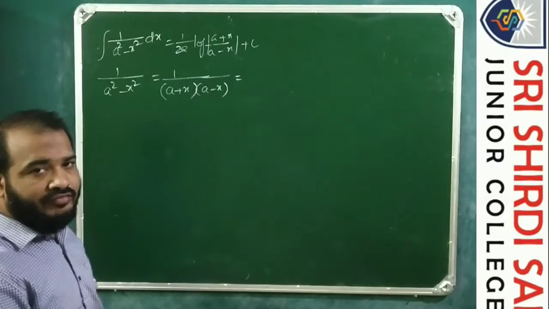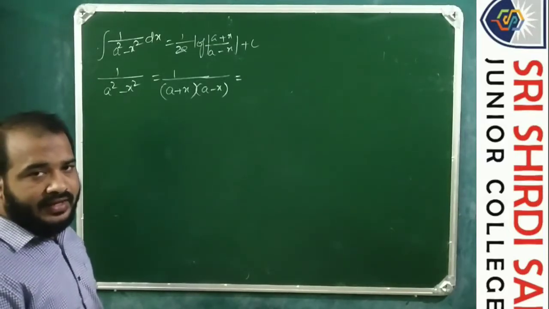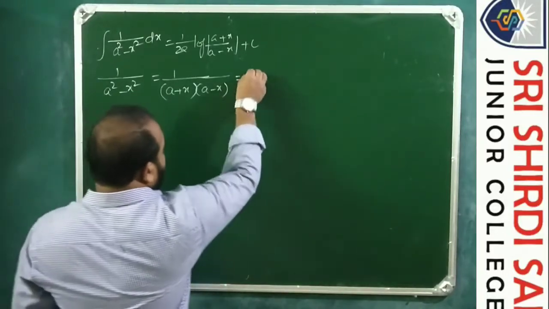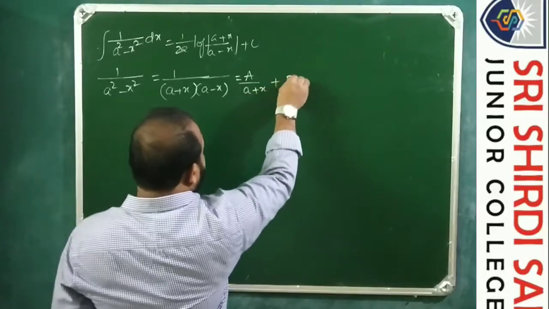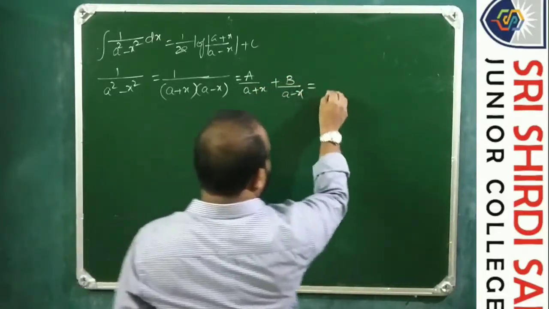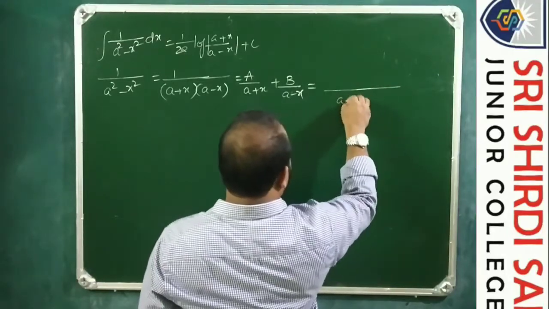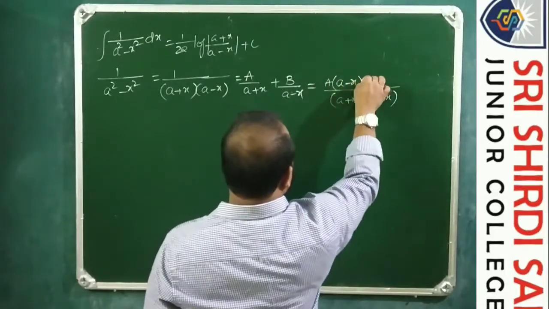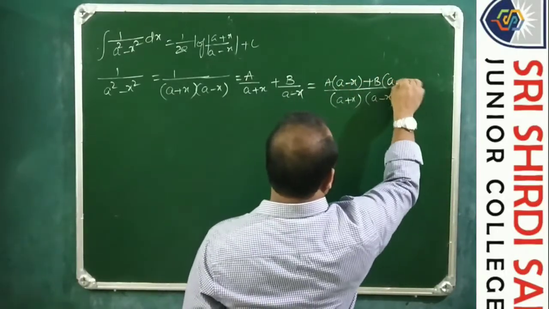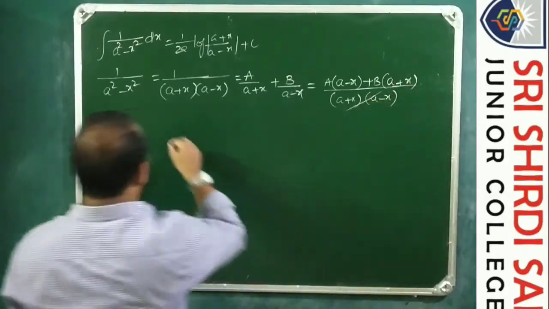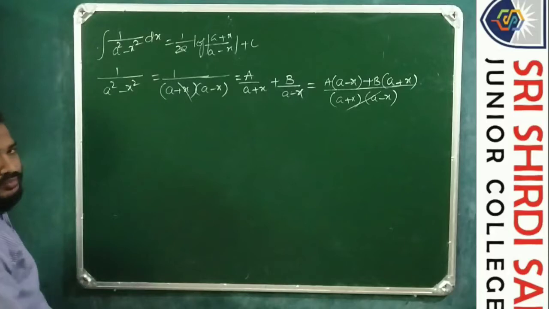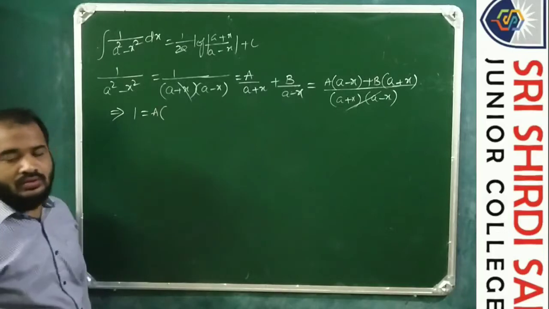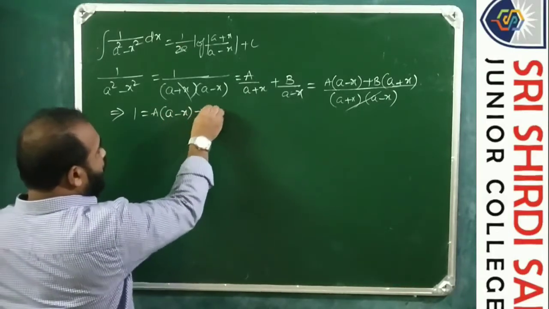For every non-repeated linear factor of the form ax plus b, there exists a partial fraction of the form A by ax plus b. So therefore here, A by a plus x plus B by a minus x. If you find the LCM for this, a plus x into a minus x, this is A into a minus x plus B into a plus x. So these two get cancelled on both sides in the denominator. So 1 is equal to A into a minus x plus B into a plus x.